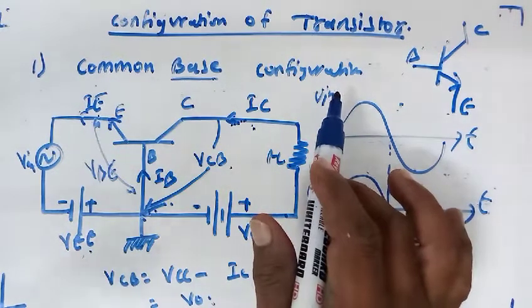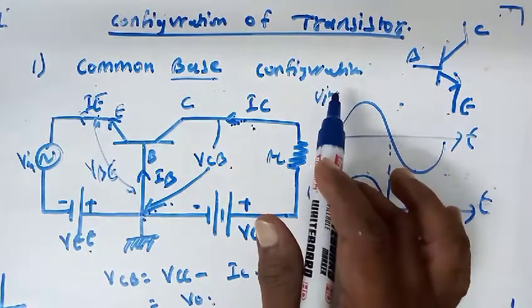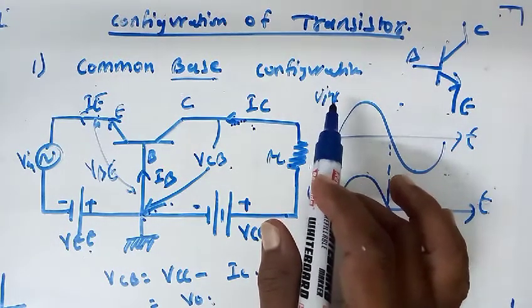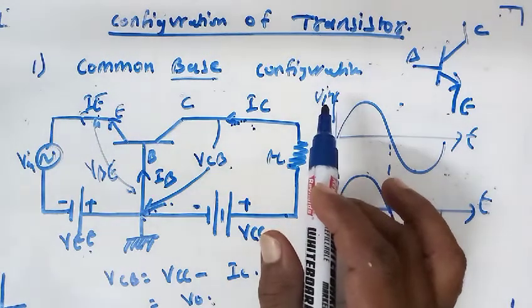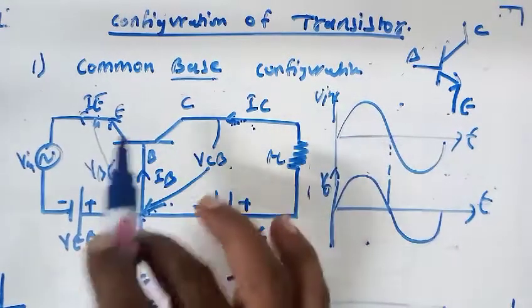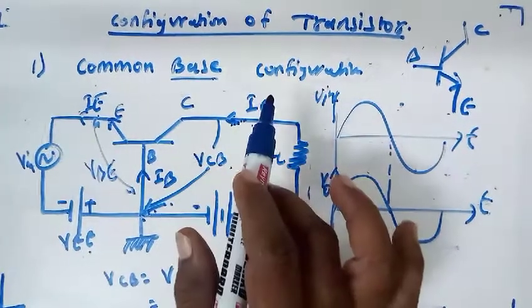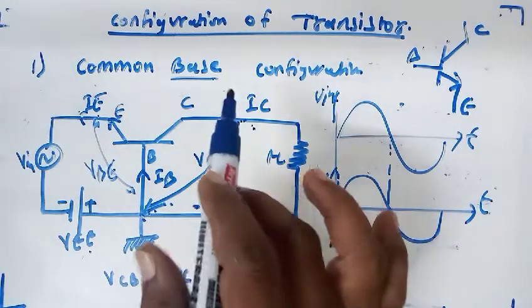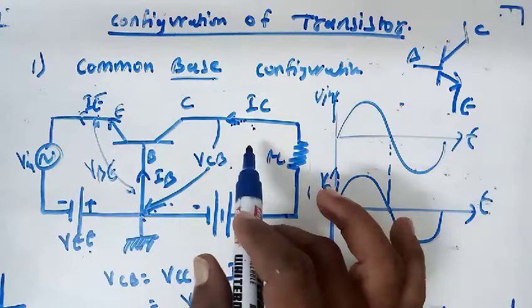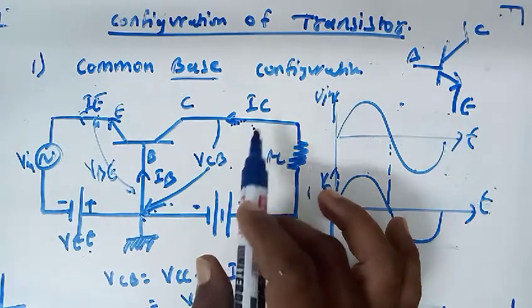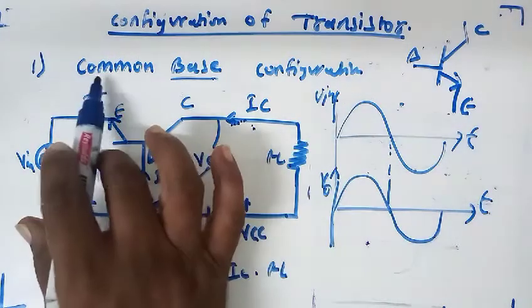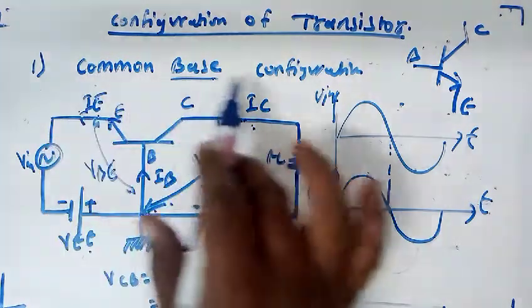In this common base configuration, the amplifier is indicated with this value. The voltage gain is the ratio of the output voltage to the input voltage. Okay students, this is all about the configuration of a transistor when we are applying this transistor as a common base configuration.